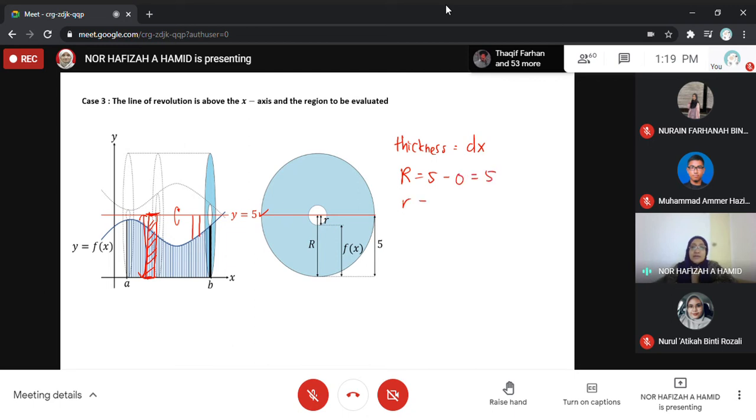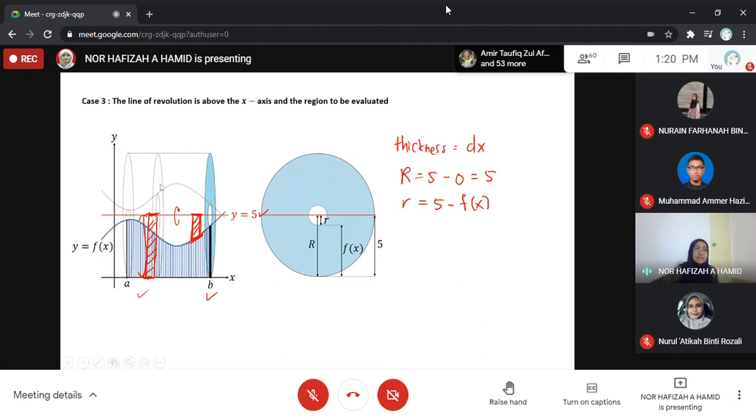And then for inner radius is from axis of the revolution until yang function yang atas ni. Okay, so to calculate the inner radius, mana you ada 5 minus dengan lower boundary you is function fx. So we have 5 minus fx. Okay, and limit is from A to B. So nanti substitute dalam formula of washer. Okay, so ni semua 3 case lah.